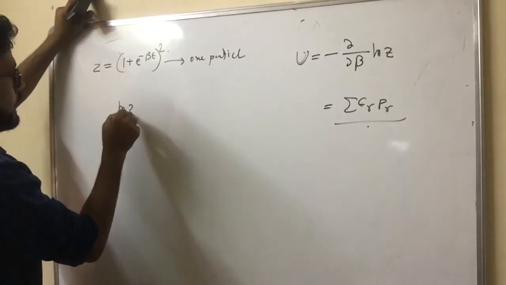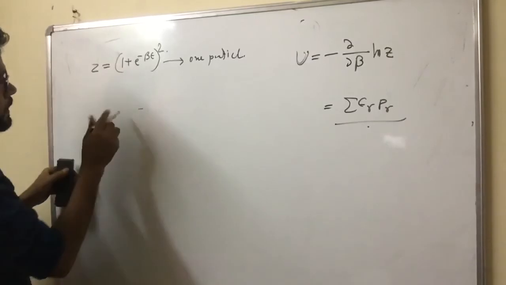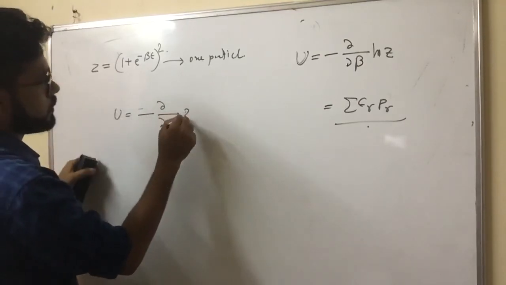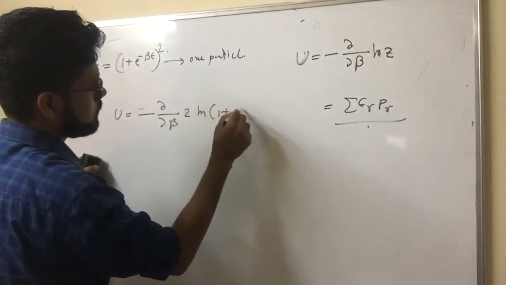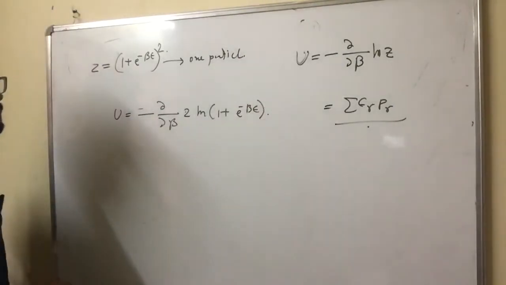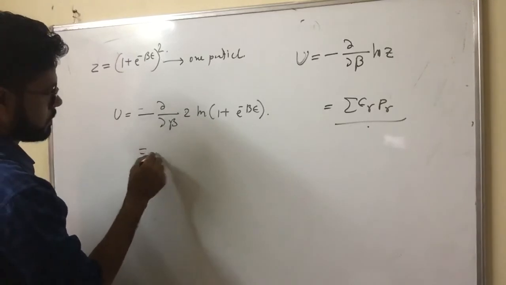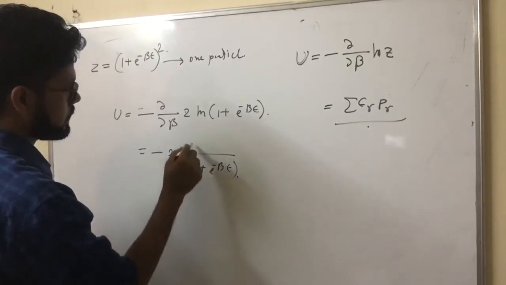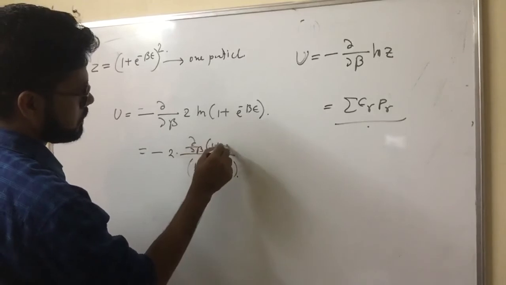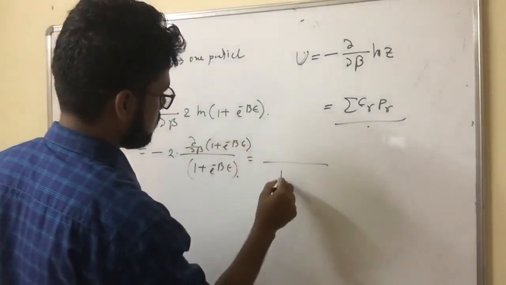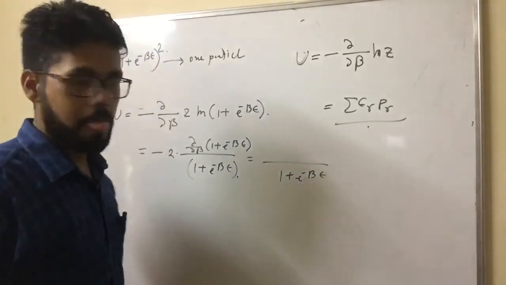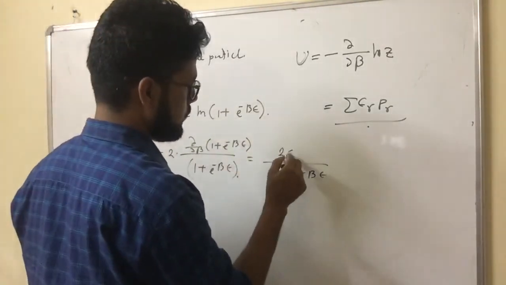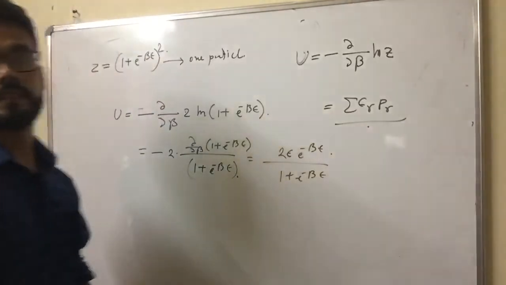ln Z equal to, I can directly prove. Okay, no problem. You can easily understand. It is a simple calculation. Minus d by d beta of ln Z, which is 2 ln (1 plus e to the power minus beta E). This is the formula. So if I take the derivative of this, minus 2 is there, divided by (1 plus e to the power minus beta E), then the derivative with respect to beta of (1 plus e to the power minus beta E). Then the 1 will be 0, and E will come out. Then minus 2E e to the power minus beta E. It is the mean energy.